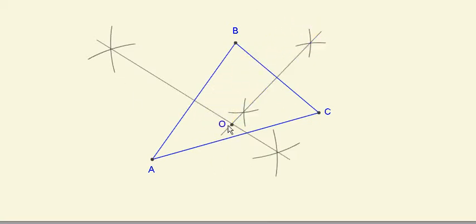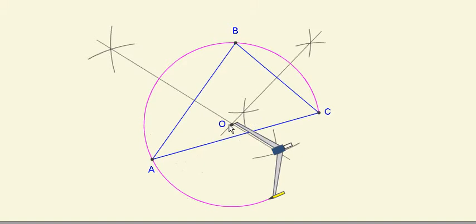If I take O as the center and OB as the radius and draw the circle, then this circle is going to pass through A, B, and C. If I take OA as the radius, then also OB, and also OC, it is the same in this example.